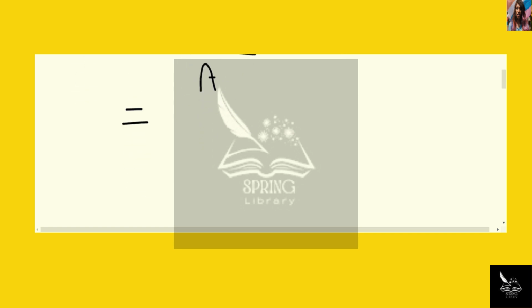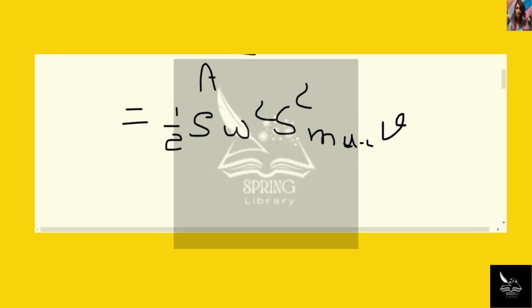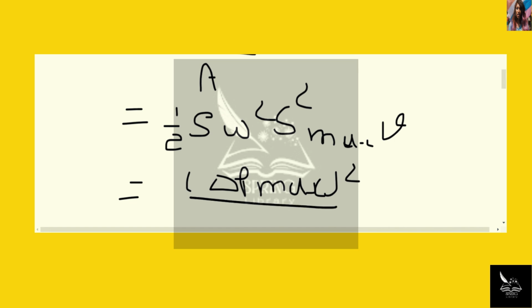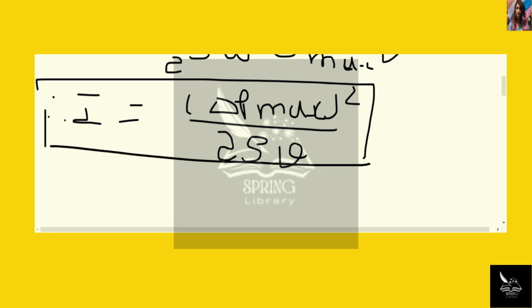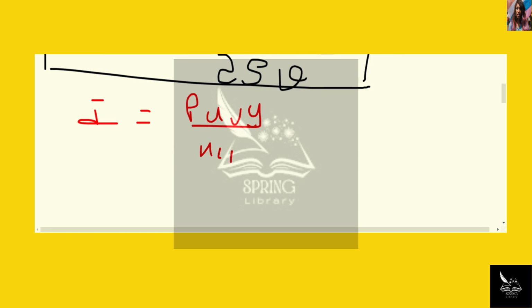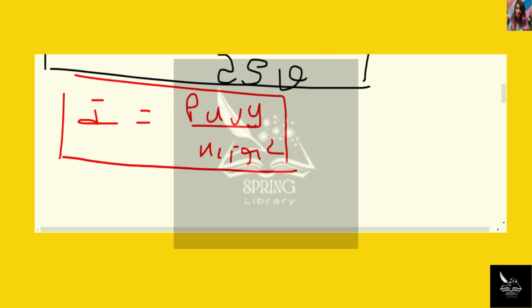So let's put the equations over here. We can write 1/2 ρω²s²_max times v, which is equivalent to ΔP_max²/(2ρv). That is my intensity I. Also, we know that for a spherical wave, the intensity is given by I = average power divided by 4πr², because the waves are spherical over here.